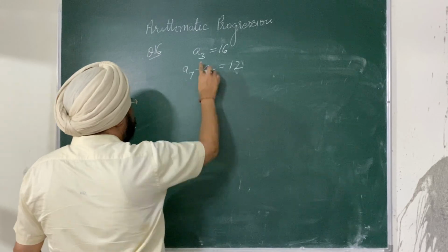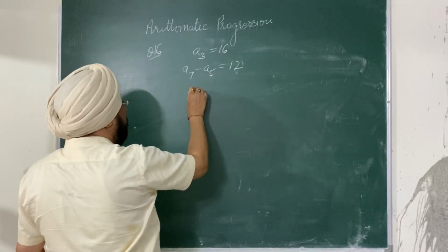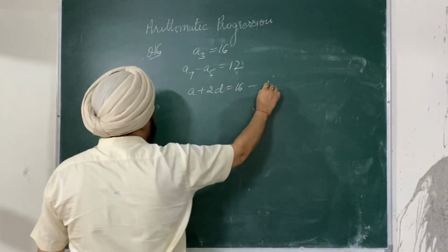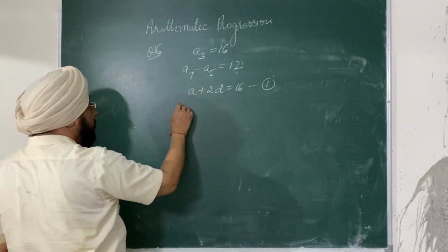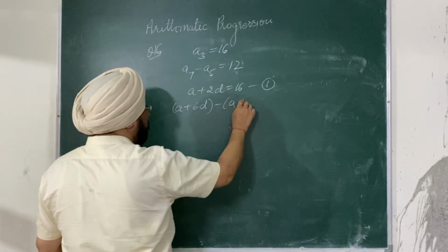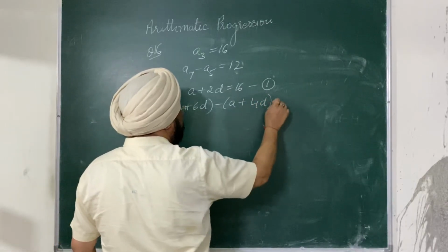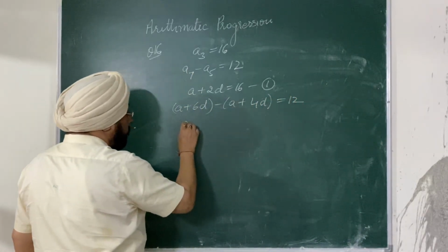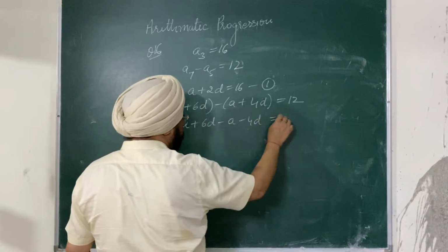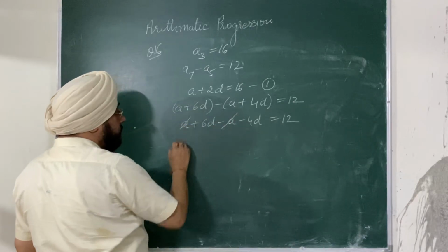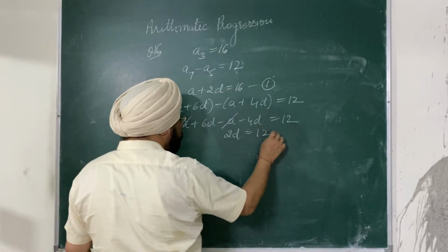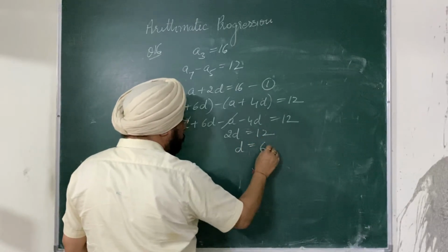So let us take the third term 16, which means a plus 2d is given as 16. Let it be equation number 1. The 7th term means a plus 6d, minus the fifth term, a plus 4d, which is equal to 12. If we open the second bracket, the sign will be changed after the negative sign, so a will be cancelled. 6d minus 4d, that is 2d, is equal to 12, or we get d is equal to 6.